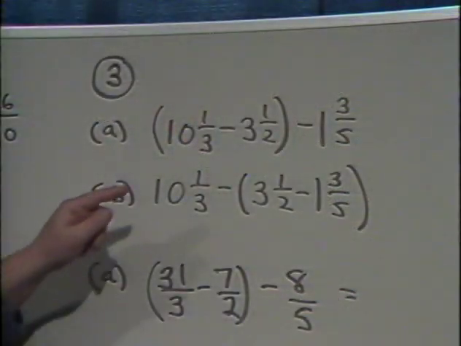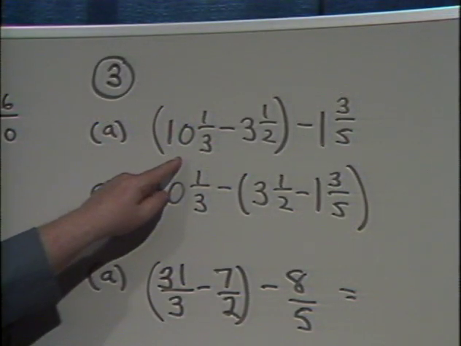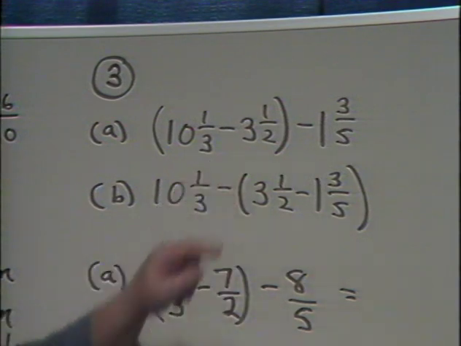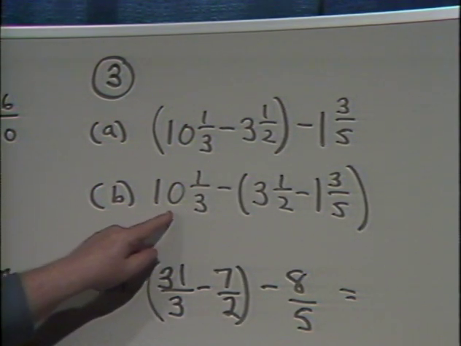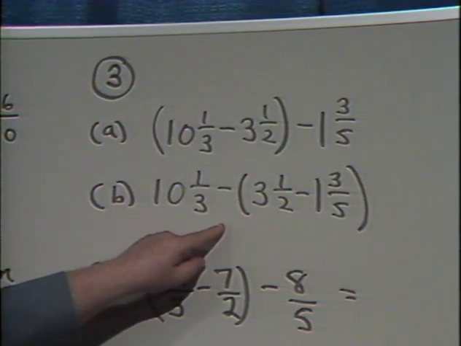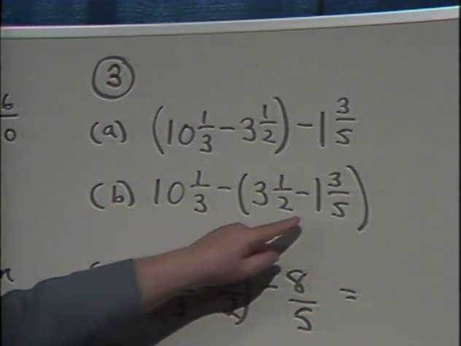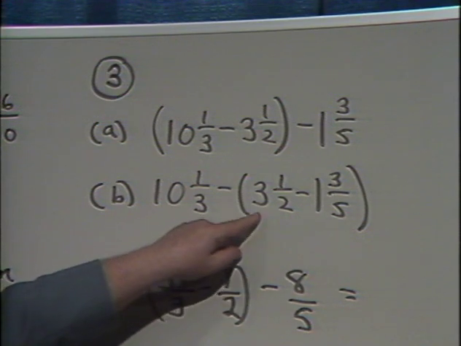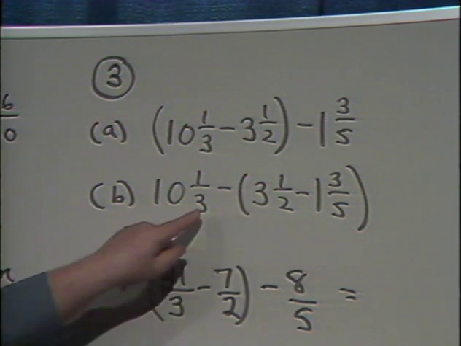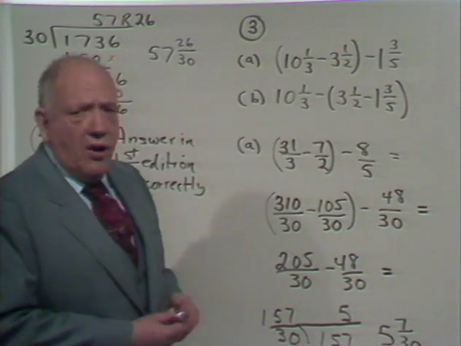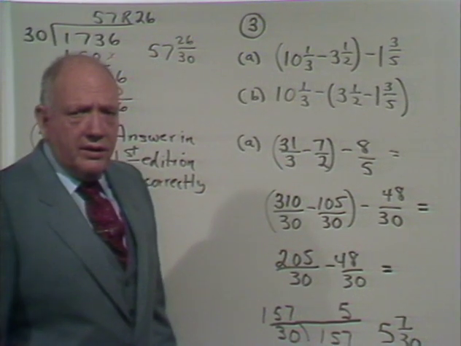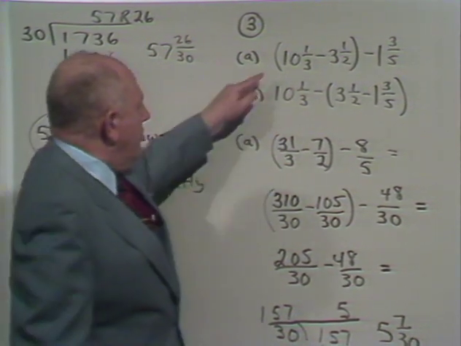So problem number 3a asks us to take 10 1/3, subtract 3 1/2, and then subtract 1 3/5. Notice that part B looks like exactly the same problem, except that now we're first going to subtract the 1 3/5 from the 3 1/2, and then subtract that result from the 10 1/3. Do you see the idea here? If we left the grouping symbols off, both problems would look exactly alike. Okay, let's see how we do part A.